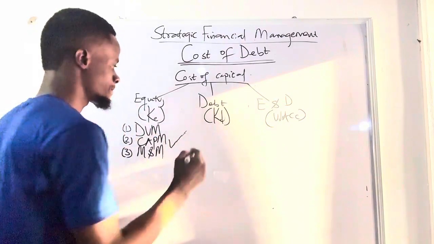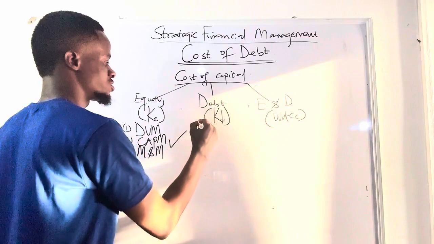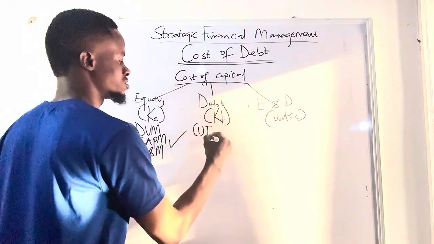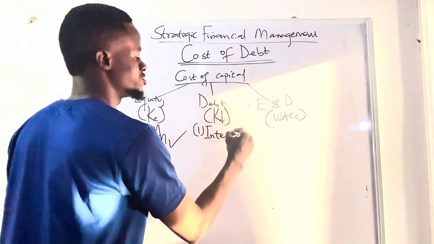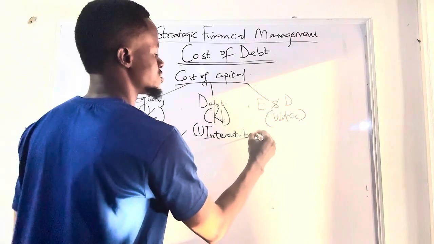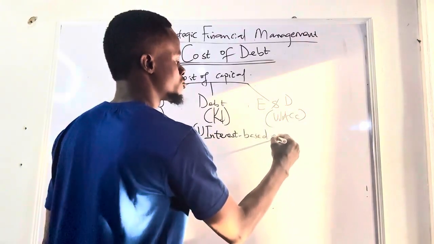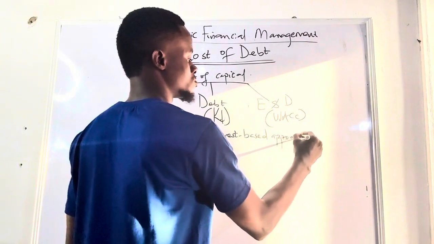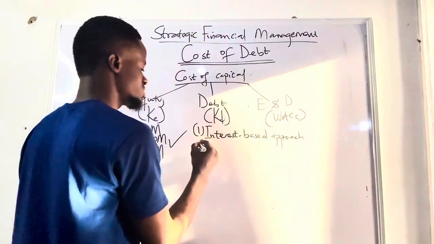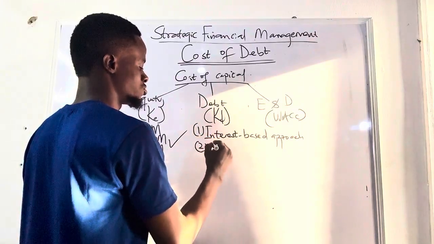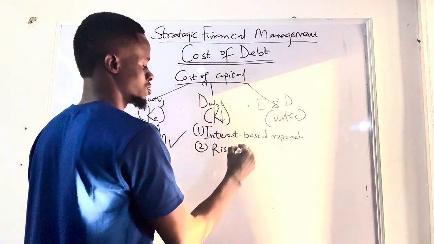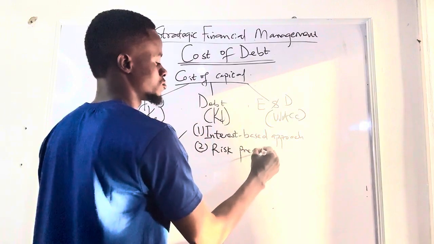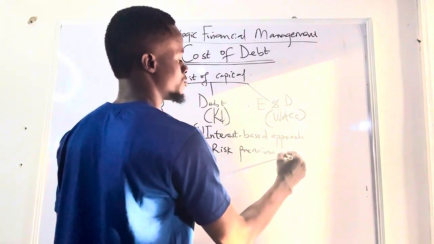Are you with me? The first one is the interest based approach, interest based approach or cash flows. The second one is the risk premium approach.